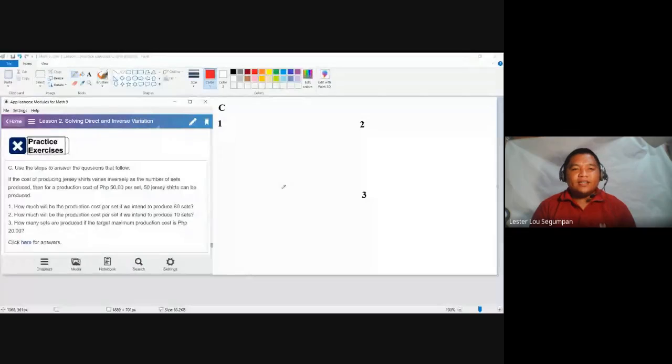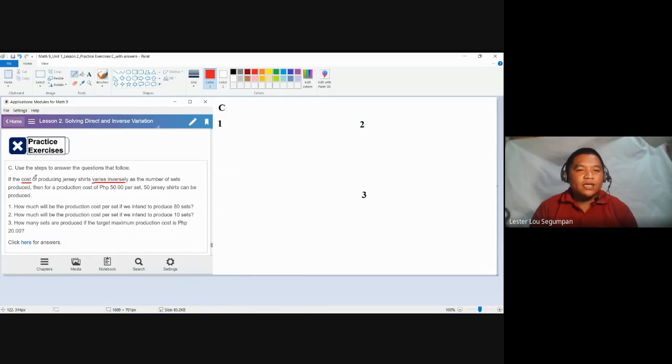Now, the content of our project exercise C. Again, this is concerned with inverse variation, because it takes the concept that the more items you will be asked to produce, the lesser the production cost will be. Okay, so we have here the cost of producing jerseys.